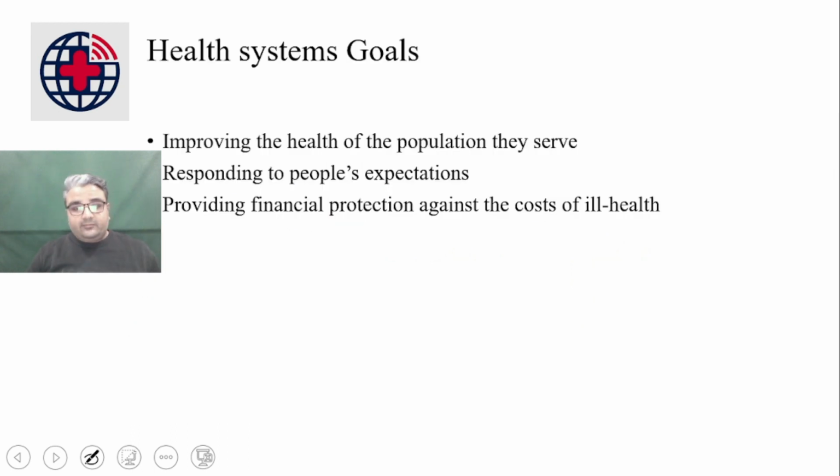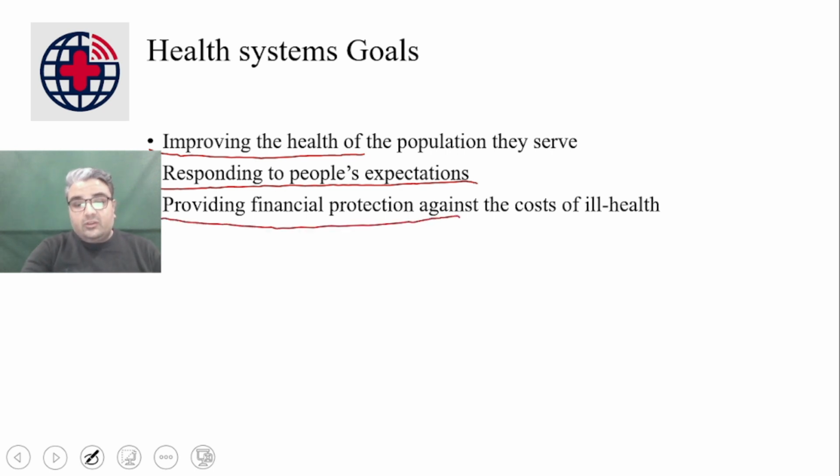Okay. So let's look at the goals of a health system. According to WHO, a good health system needs to have 3 goals. Number 1, it needs to improve the health of the population. Number 2, it should be responding to the expectation of the population in that area. And number 3, it should give financial protection against the cost of ill health.